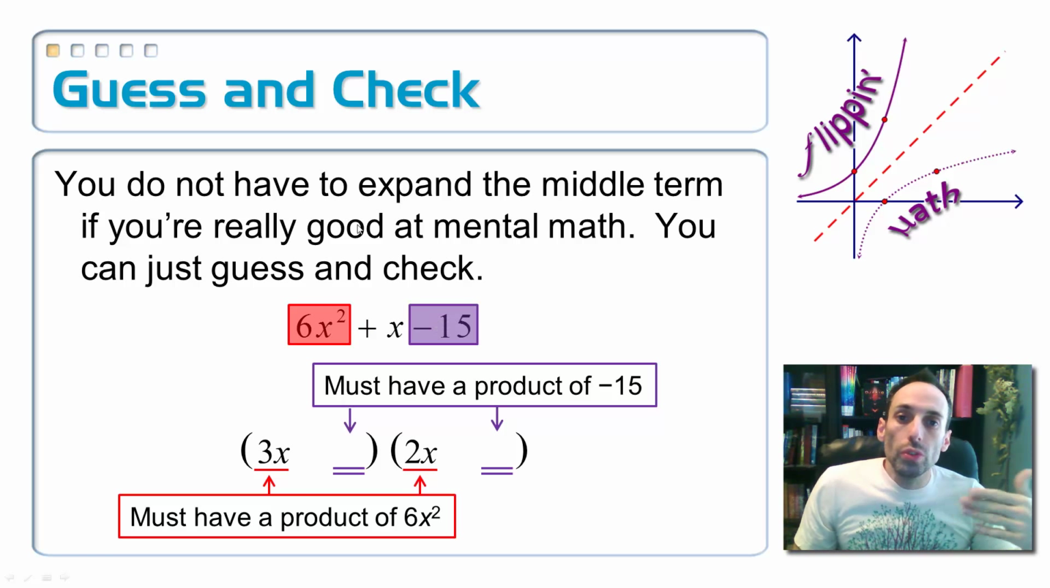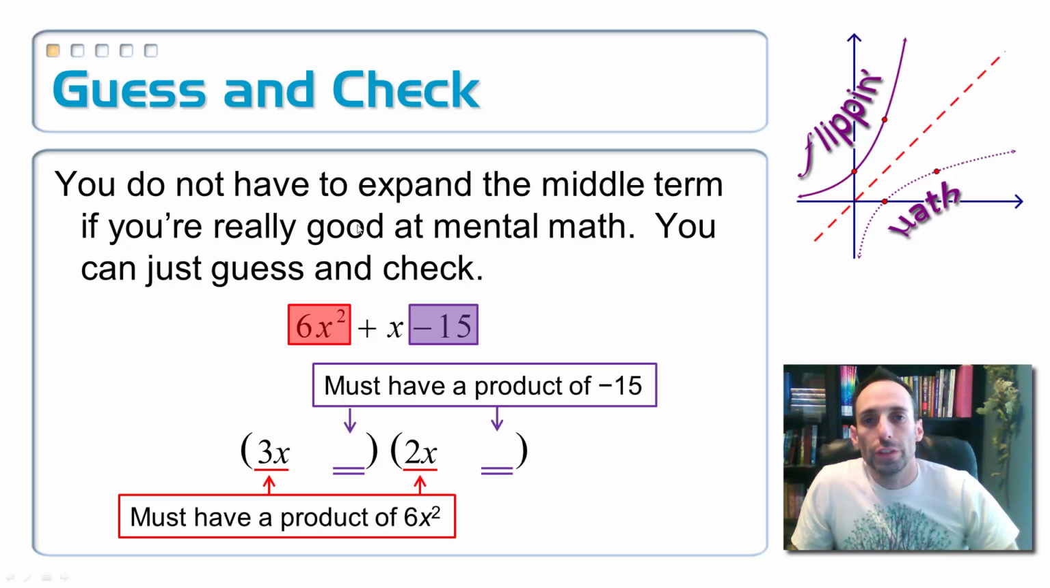So I'm looking for two things that multiply up to negative 15. Forget about the negative sign. Just give me two factors of 15. Well, how about 3 and 5? Okay, so now what we have to do is check the middle term.